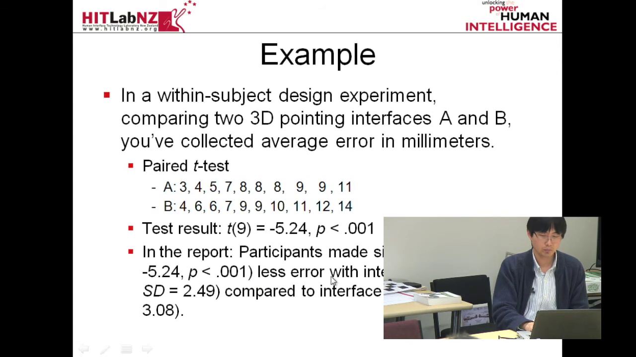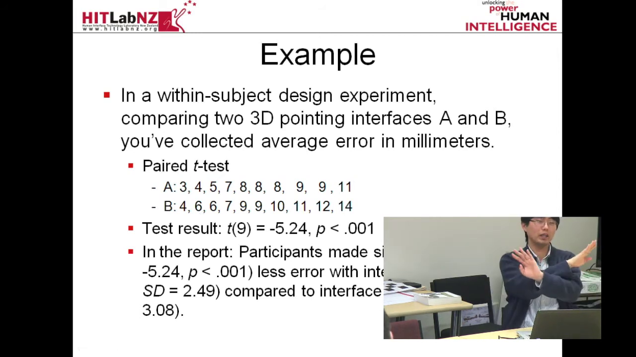And then why you can conclude it's less error with interface A is because the mean value you've calculated is less for interface A than B. Okay? So these are the things that you write up in your report or in your thesis. And so this negative value is because I typed in A first and B later.